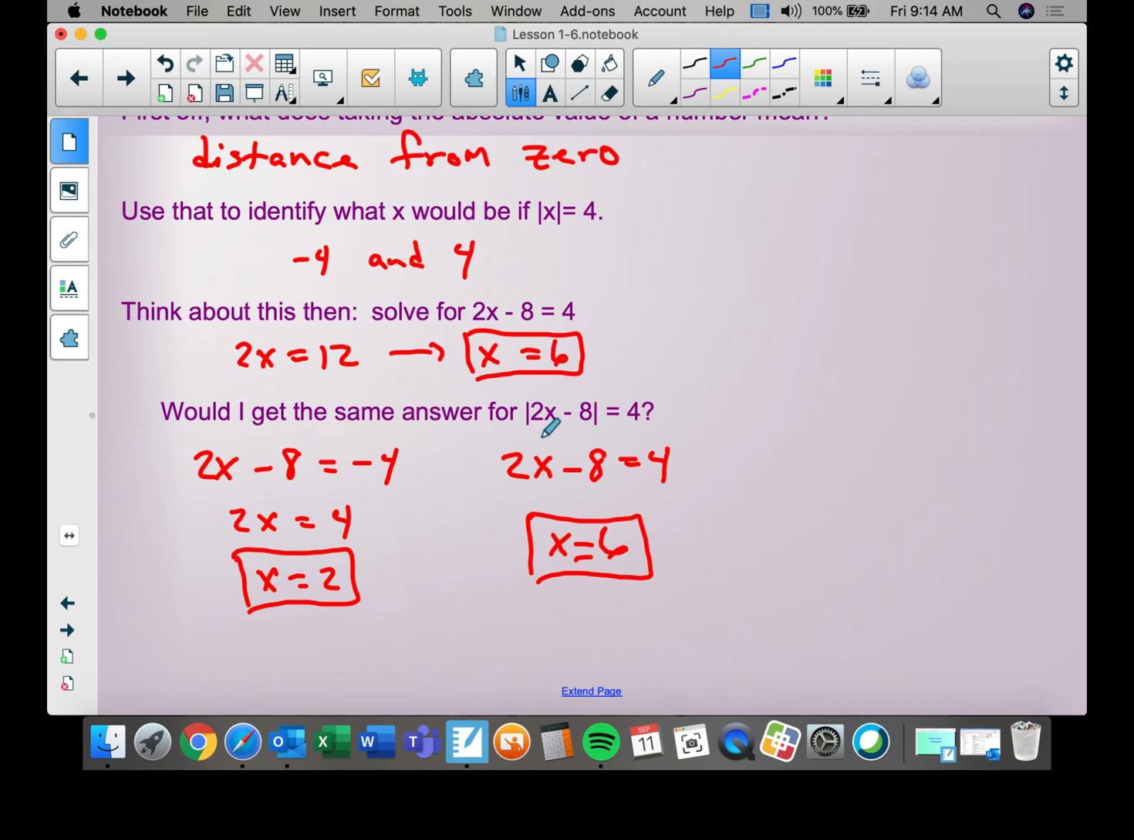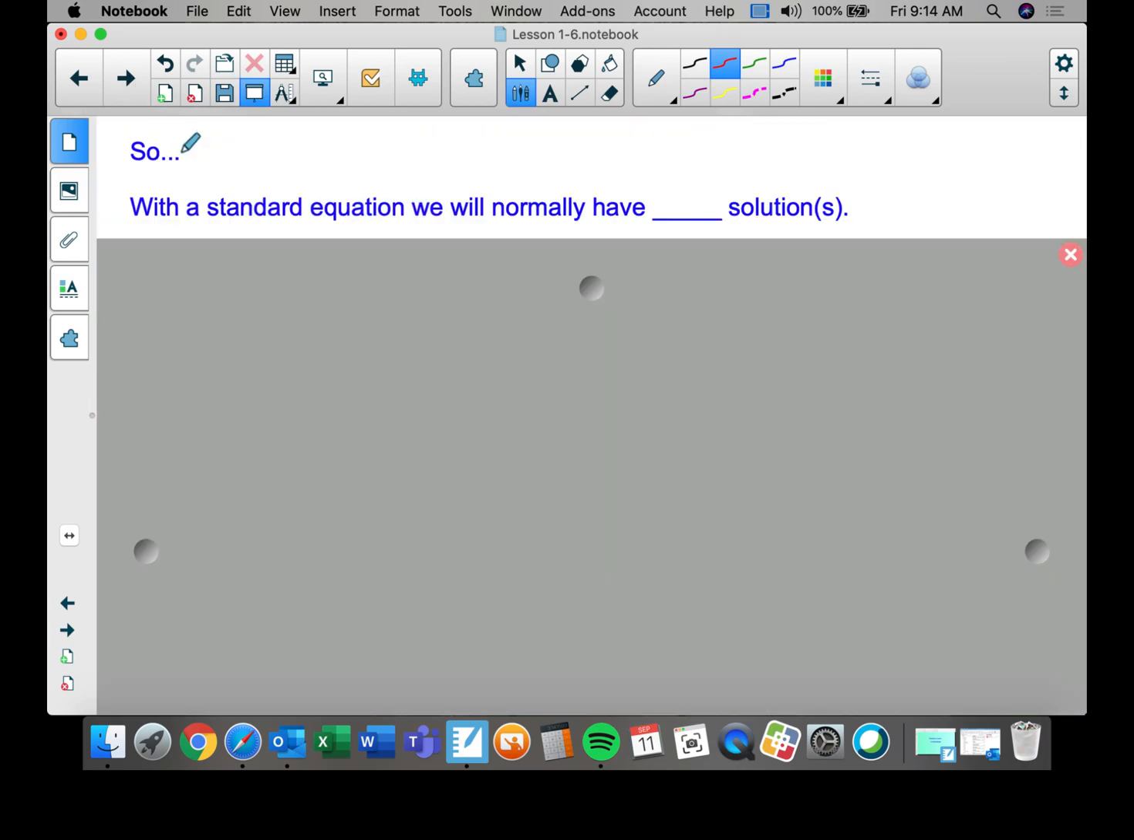That's what these equations represent. They're saying whatever's inside the absolute value, let's make it equal to 4 because that's 4 units away, and let's make it equal to negative 4 because that's also 4 units away. That's why we end up with two answers when we're talking about absolute value, okay? So if we're moving on and we summarize some stuff here, with a standard equation we would normally have two solutions.